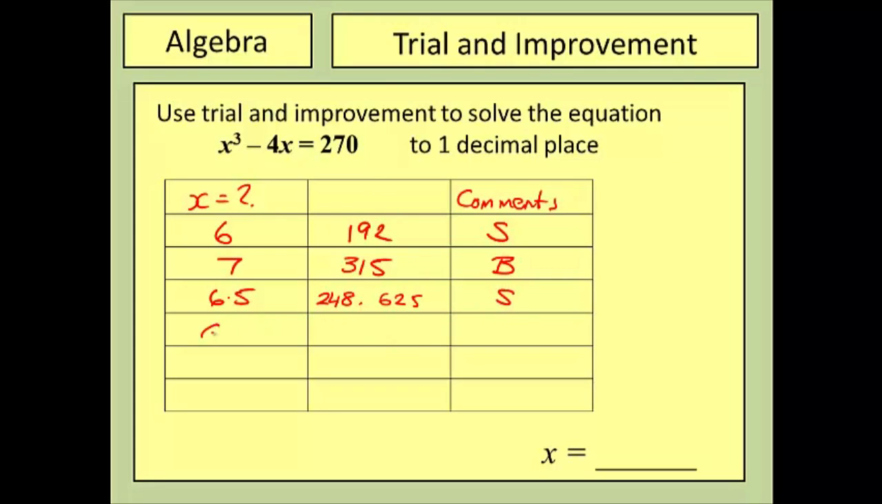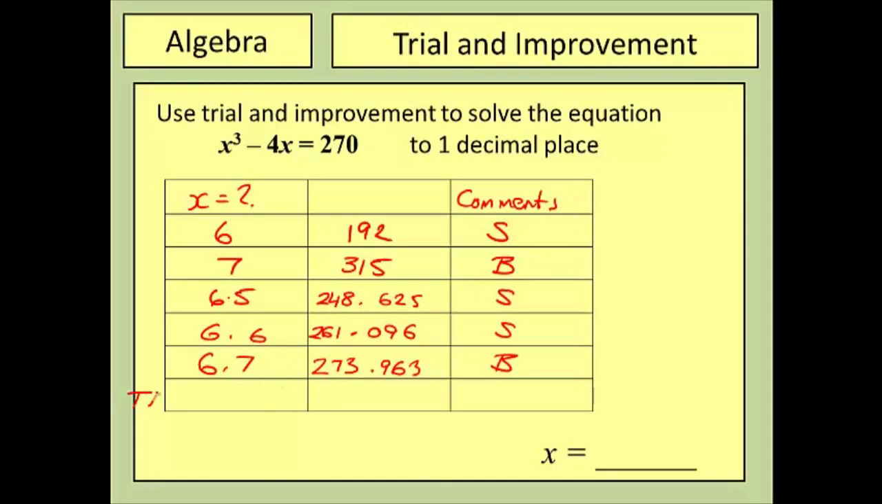So I increase my guess to 6.6. 6.6 gives me 261.096, and comparing that to my 270, again I can see it's too small, so I'm going to try 6.7, and when I put 6.7 into this, I end up with 273.963, which is too big. So now I've got it trapped somewhere between 6.6 and 6.7. That means that anything in between those two numbers is going to round one way or the other. It's going to go to 6.6 or 6.7.